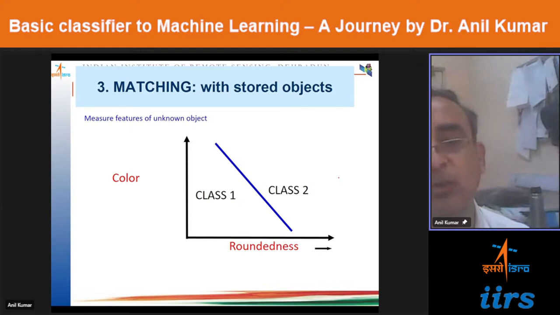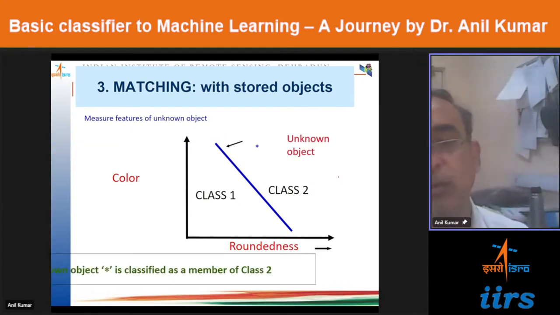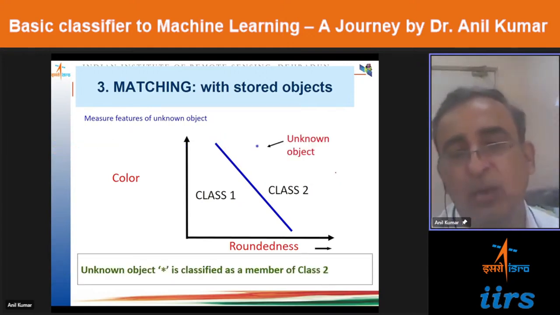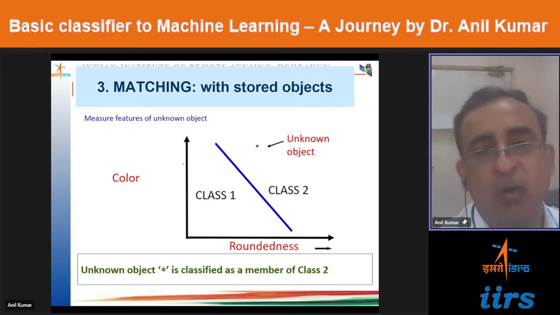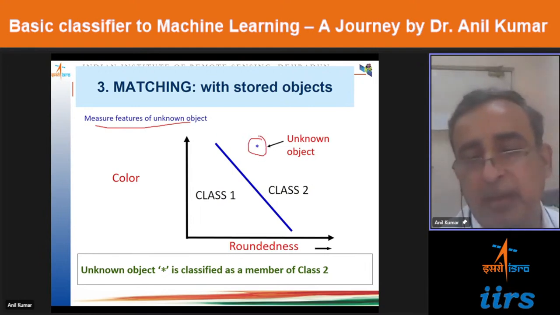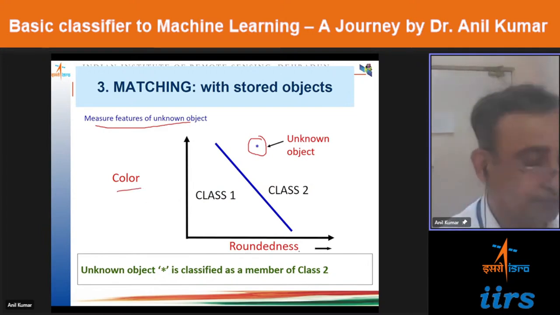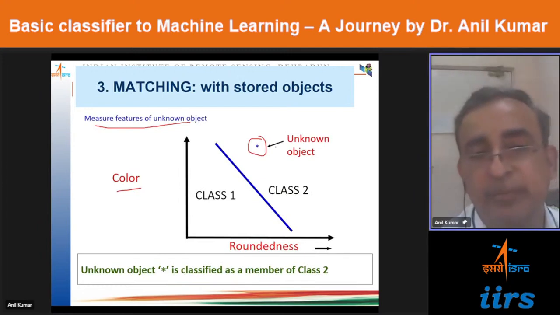Then, matching the stored object. Once we know the separation, or classification, of the two classes with stored objects, we can go on to map an unknown object. Here this star is an unknown object, and we can classify it by considering its color and roundness parameters. Since this object falls in class 2, we can label it as belonging to class 2.